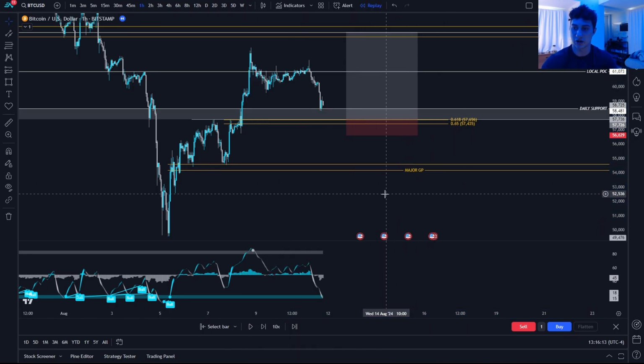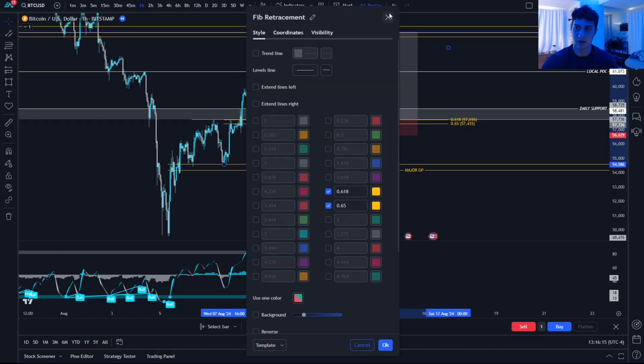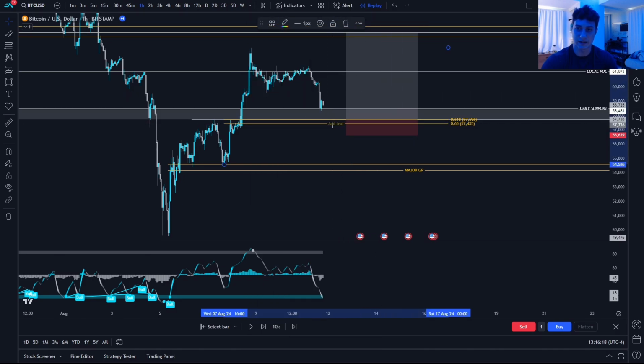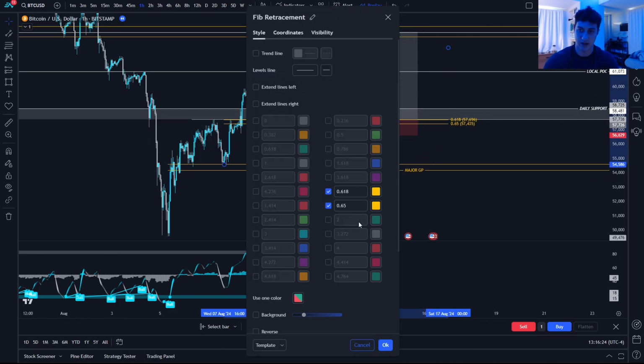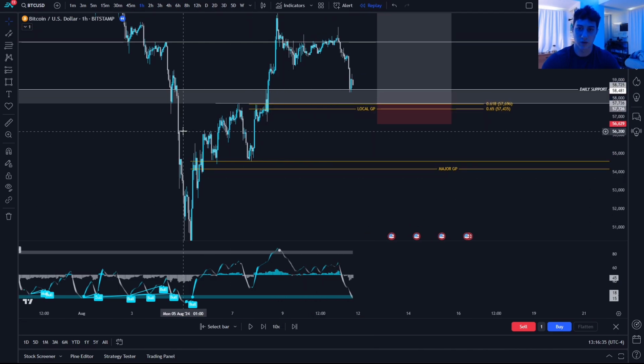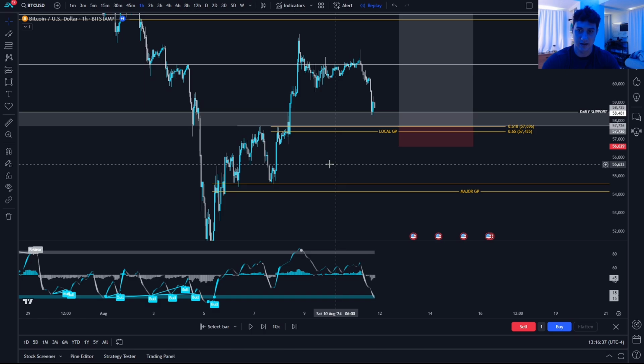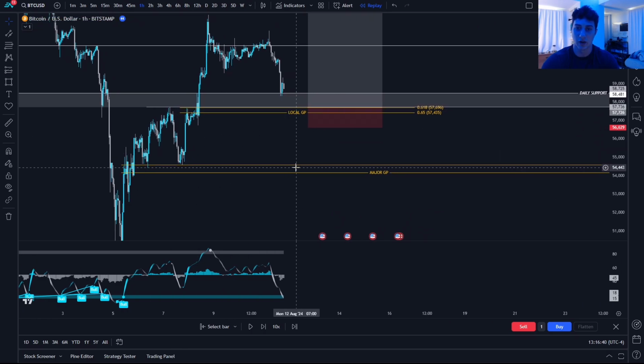So this is the major golden pocket, and I'll call this the local golden pocket, the local GP. Guys, my settings on this are the 0.618 and 0.65 fib retracement levels. Again, that makes up the golden pocket. Again, we're breaking structure to the upside, creating higher highs and higher lows on a lower time frame.